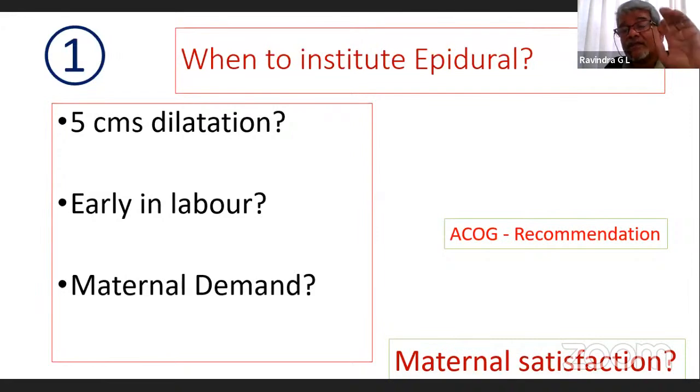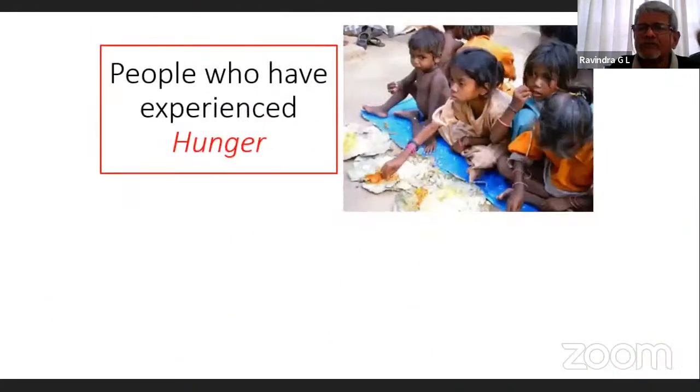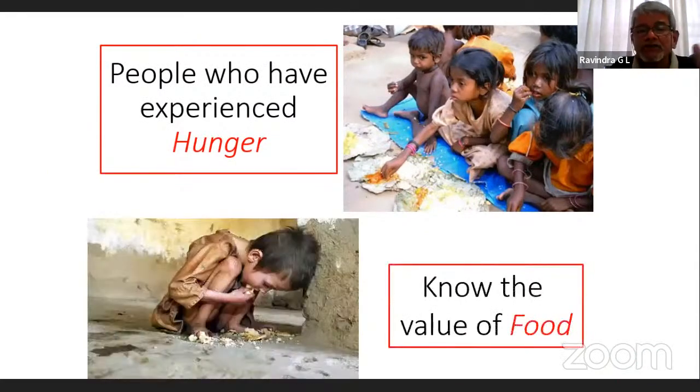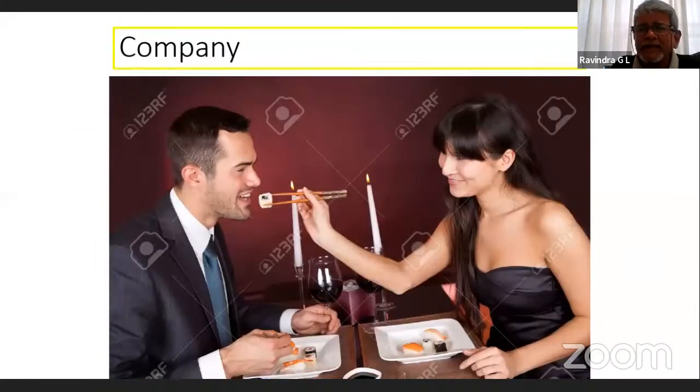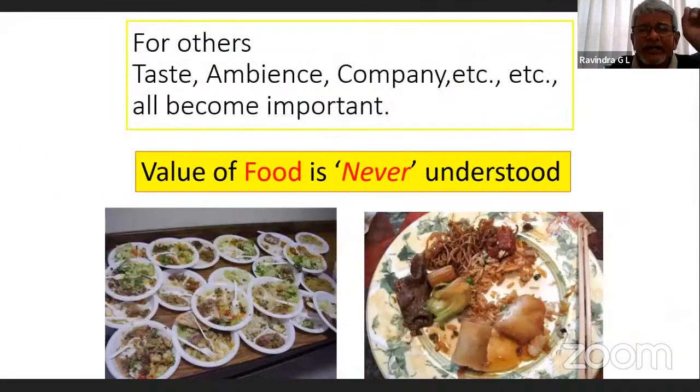But there is again a hitch here also. Maternal satisfaction is very low if you give it very, very early in labor when she asks for it. If it is very early in labor, maternal satisfaction is extremely low. For that, there is a simple reason. People who have experienced hunger only know the value of food. For others, many things matter. Taste, ambience, company, many things matter, you see. The value of food is never understood.